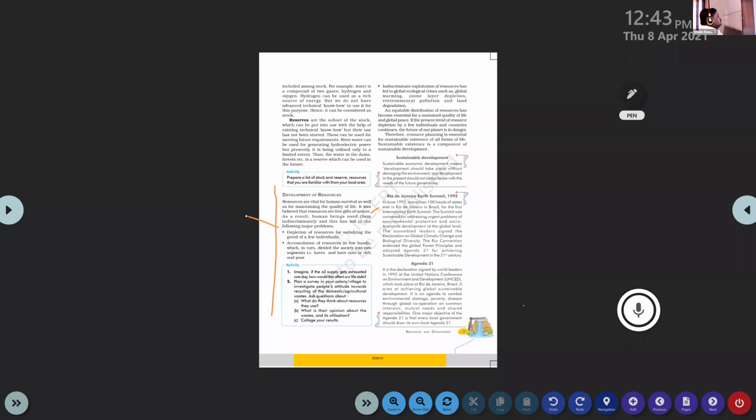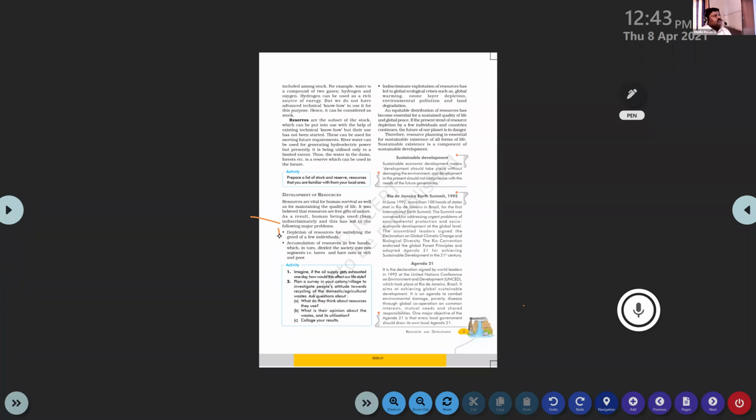Okay, so there are 3 points here basically. The thing is there in the textbook: indiscriminate use of resources. First point: depletion of resources for satisfying the greed of a few individuals.